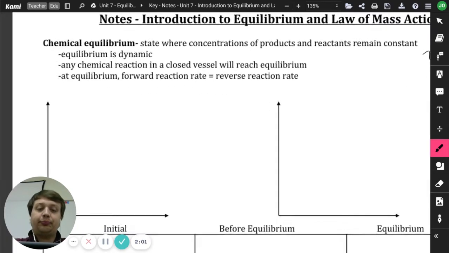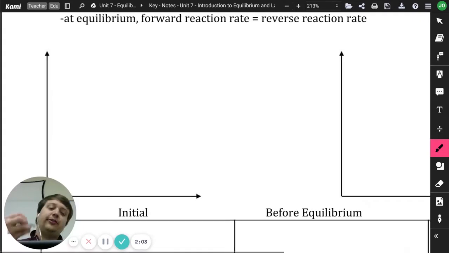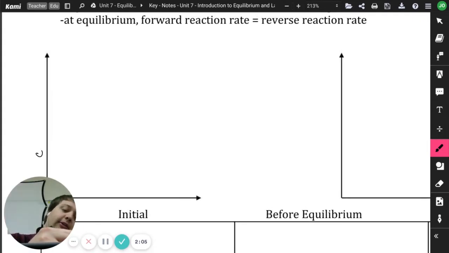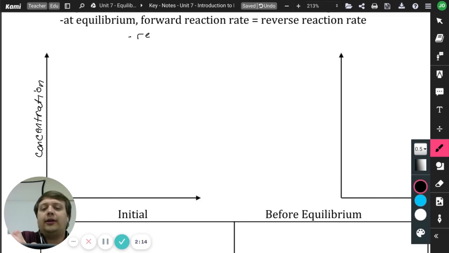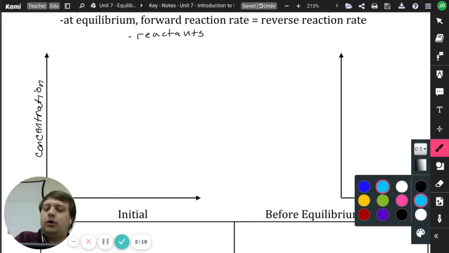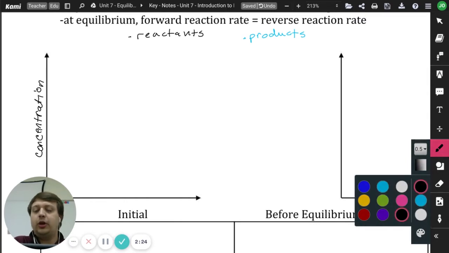Now, there's two ways that we can see this. The first way is looking at concentration. And we're going to be working with our reactants and our products. Okay, so how does this look? Well, if we talk about concentration, at the beginning of a reaction, your reactants should be very, very high, right?